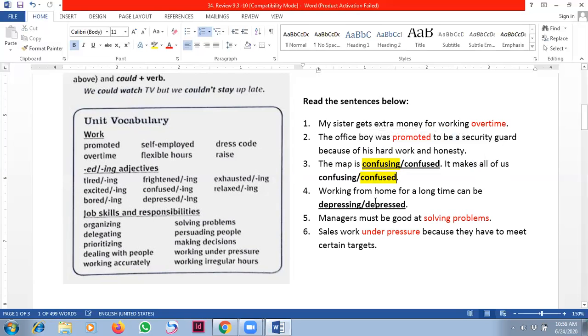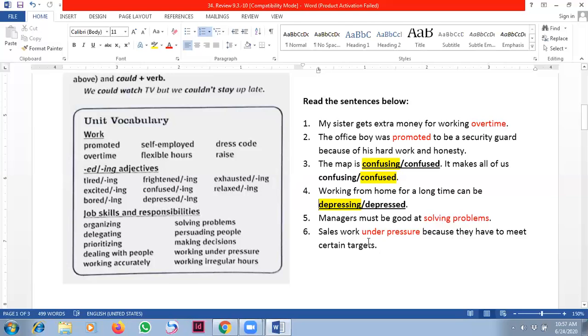Working from home for a long time can be, yes, depressing. Can be depressing. Depressing means it makes me depressed. So it is depressing. Managers must be good at solving problems. At here is a preposition. Yeah. Preposition is followed by a gerund. So good at solving problems. Many problems, many kinds of problems.